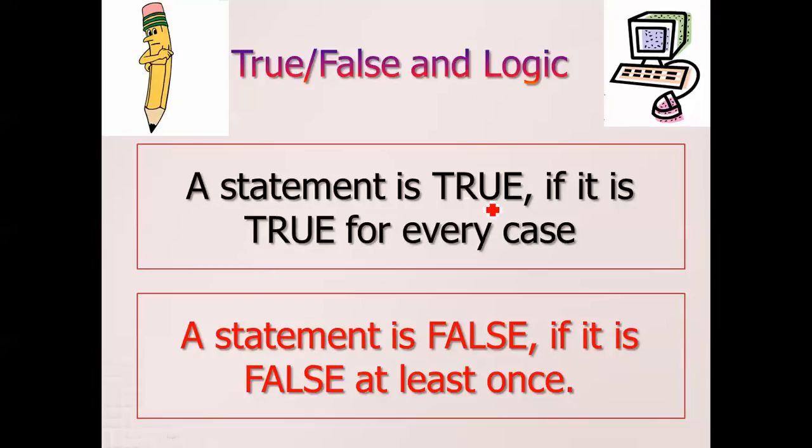Alright, a statement is true if it is true for every single case. And a statement is false if it is false at least once. So it only has to be false once for the entire statement to be false. And it's true if it's true for every case. You need to write these down in your notes.